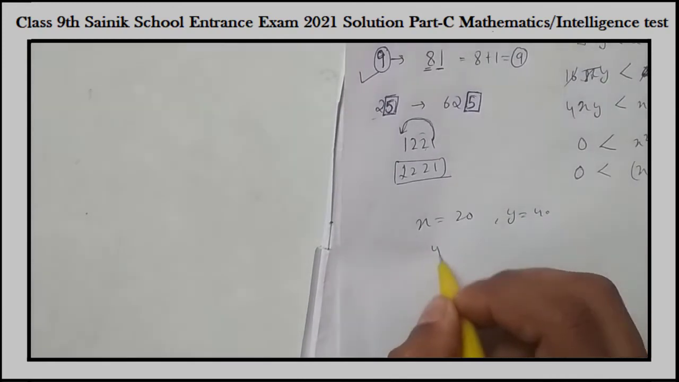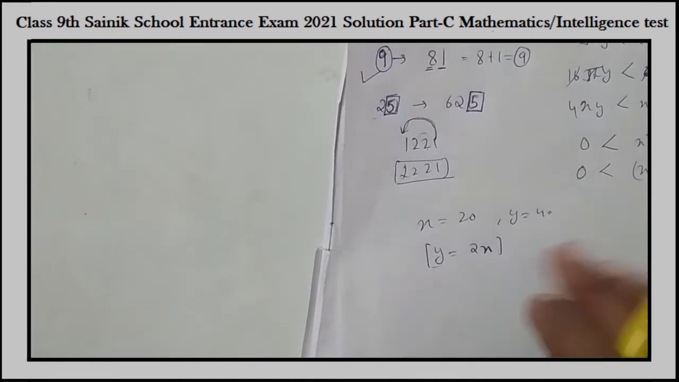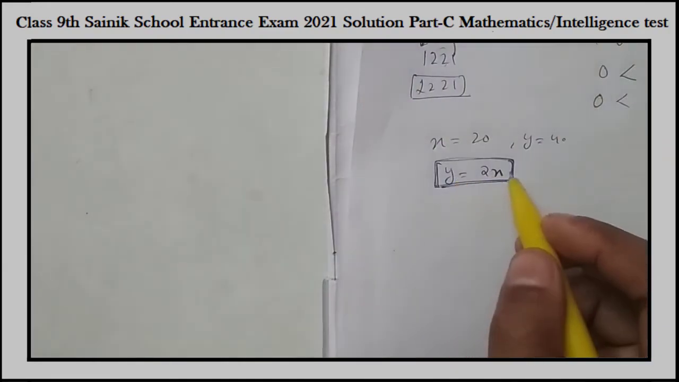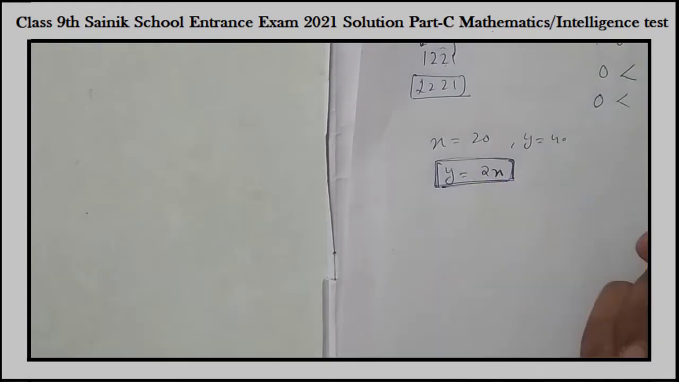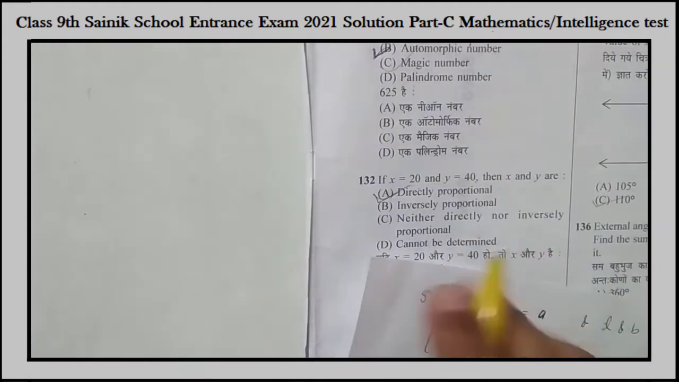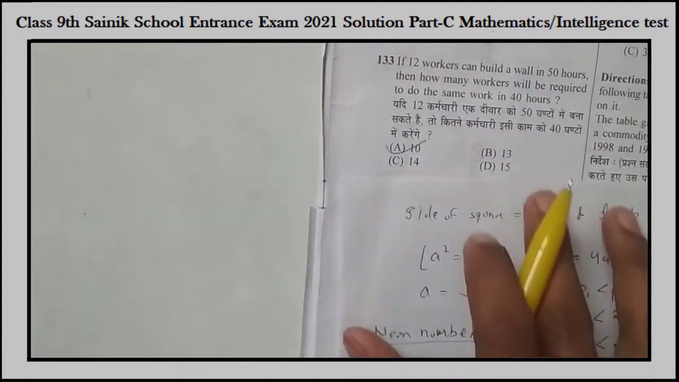So we can say that y is equal to 2x. We can easily write this. What does this equation denote? This equation denotes that y and x are directly proportional to each other. So the correct option is A, directly proportional to each other. Next one.